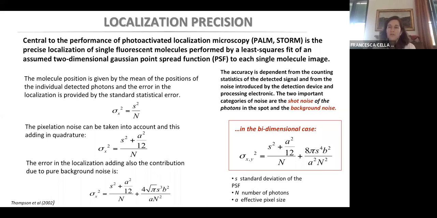So here is just to say how you can define the localization precision. The point is that the molecule position is actually computed as the mean of the position of each individual photon detected. Okay, and the error on this measure is the standard statistical error. That's why our localization precision depends on the inverse of the number of photons collected. And here you can see there is an additional term that also takes into account the background noise.